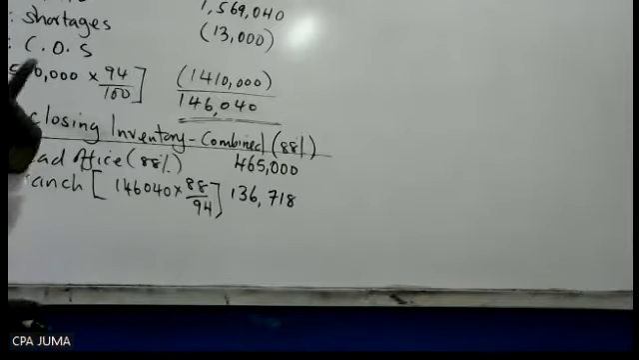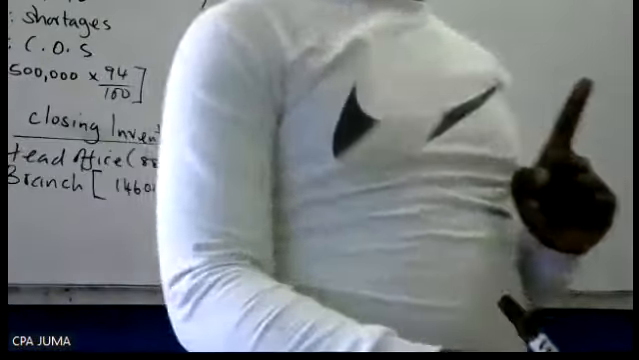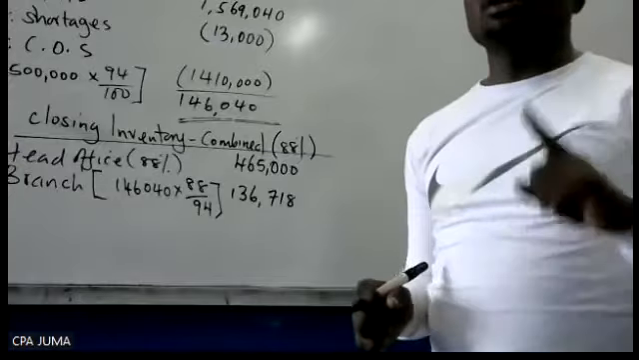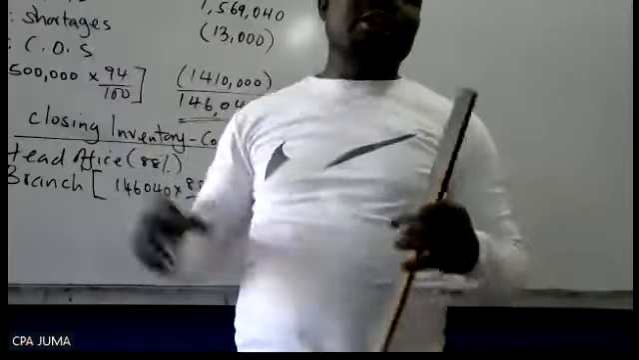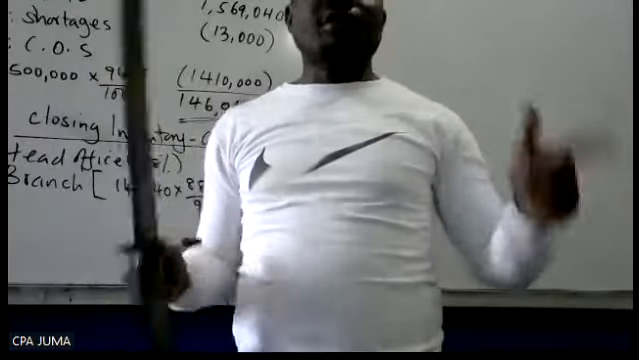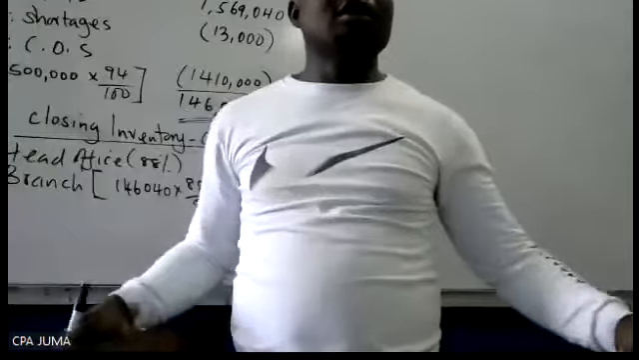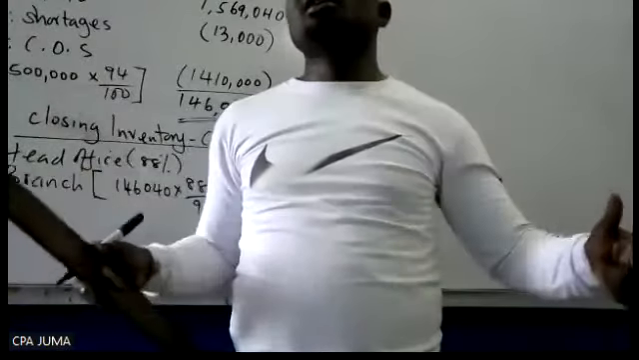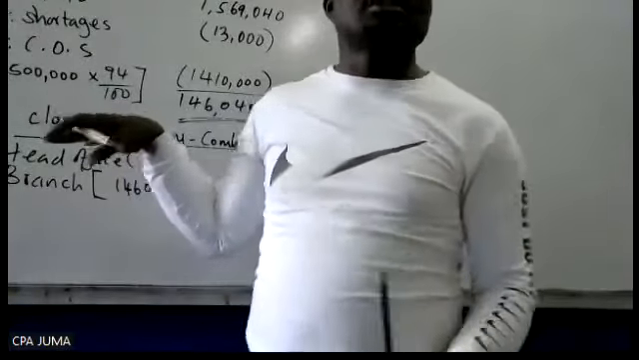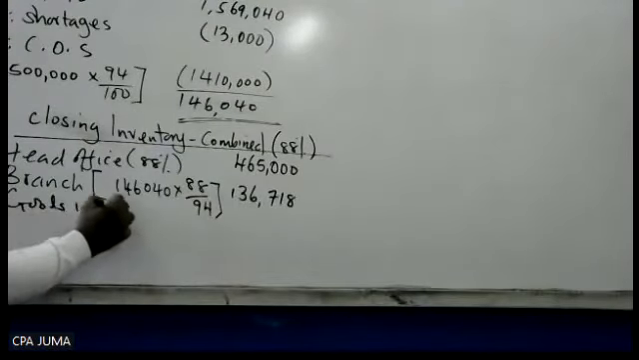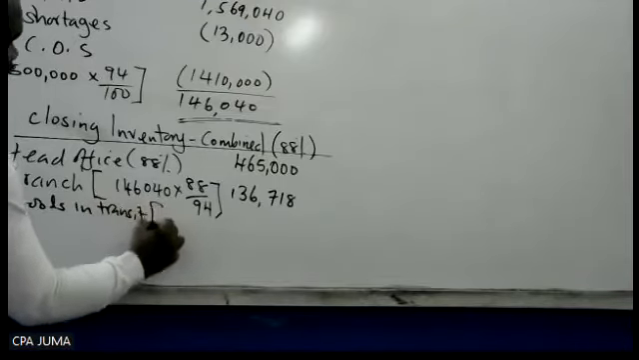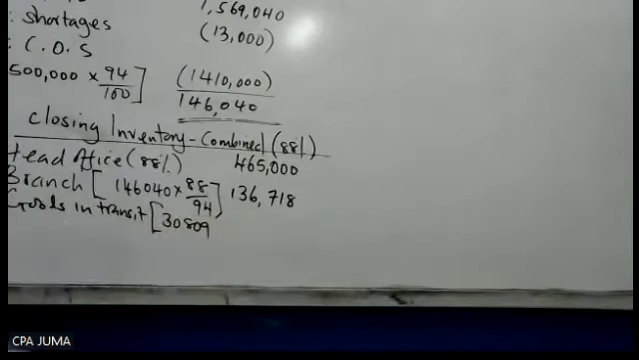Remember, there were some goods which were in transit. Note number one: there are some goods in transit. In transit means they are not in the head office, they are not in the branch. They are in between. But the fact remains that at the end of the day, they are in the combined entity. So we bring them here. Goods in transit, they were 38,009, but what was the profit policy for the goods in transit?